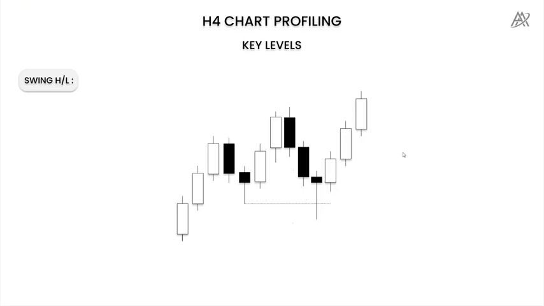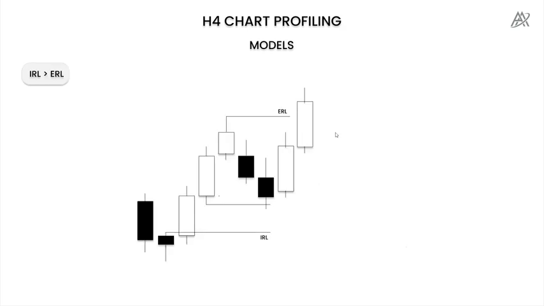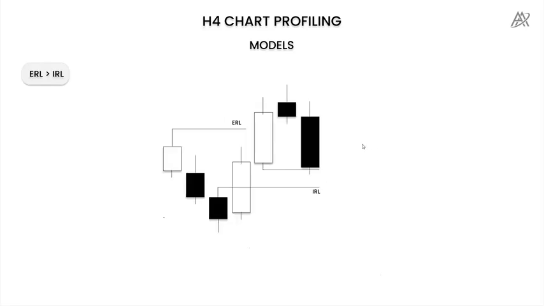Towards the draw. Let's talk about the models that we are going to use. The first one is IRL to ERL. We are trading off of a fair value gap, internal range liquidity, towards the external range liquidity. So this is the universal model that we are going to trade. The second one is ERL to IRL. And this one, we are trading away from that ERL. After taking that out, we are trading back into the range towards that IRL or a fair value gap.